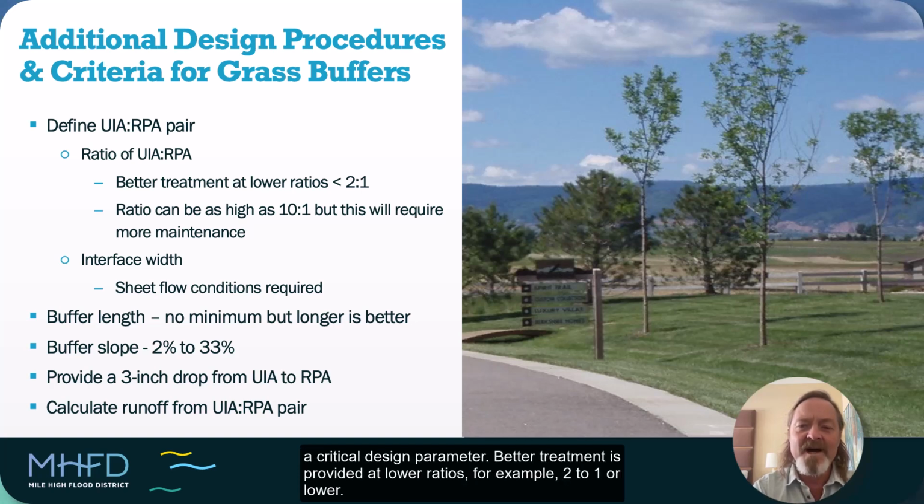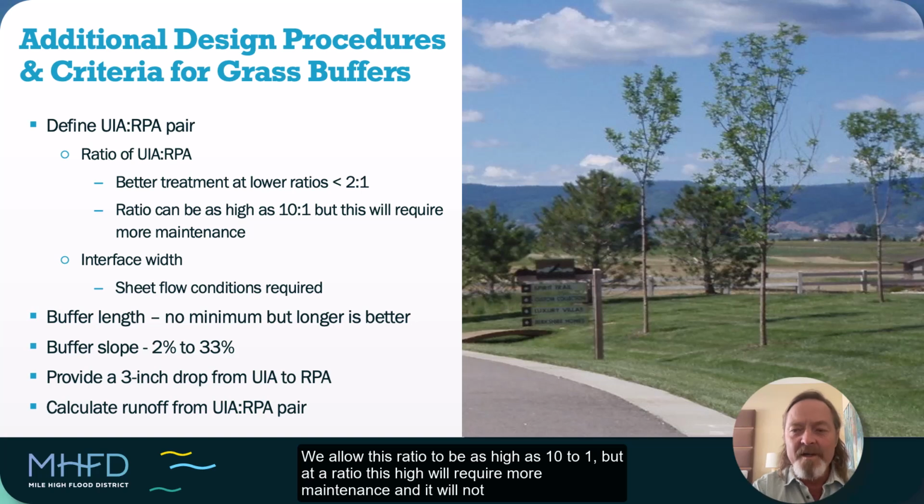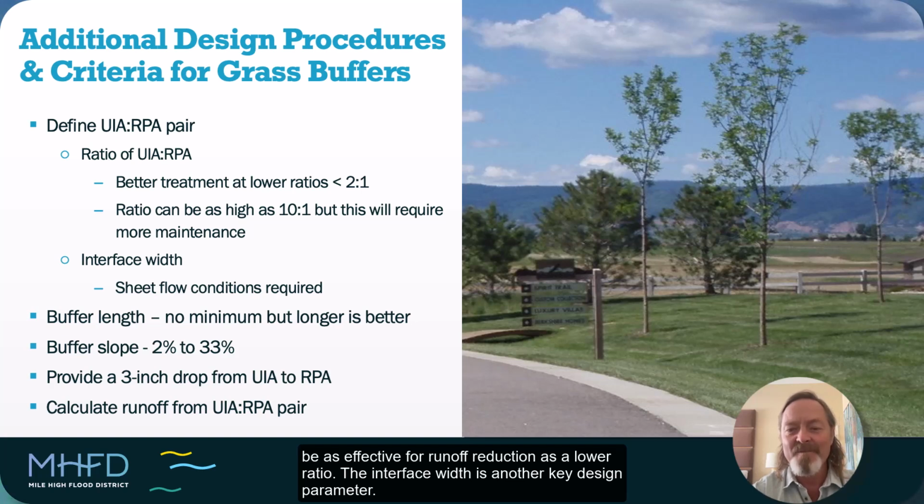Better treatment is provided at lower ratios, for example, 2-to-1 or lower. We allow this ratio to be as high as 10-to-1, but a ratio this high will require more maintenance and will not be as effective for runoff reduction as a lower ratio. The interface width is another key design parameter.